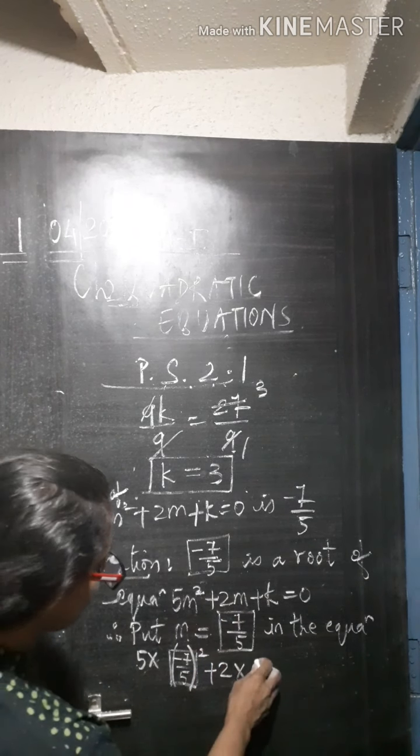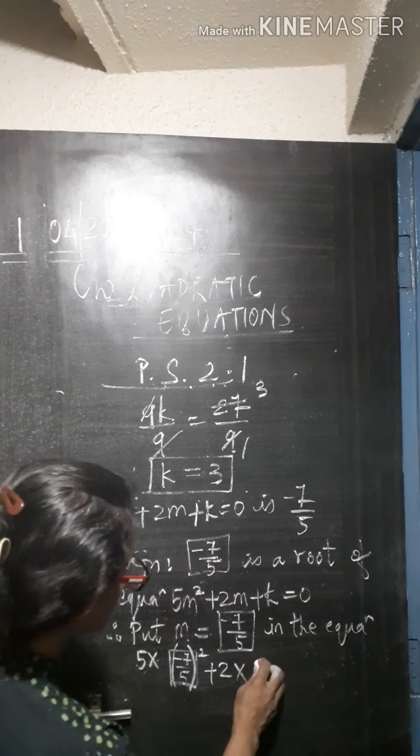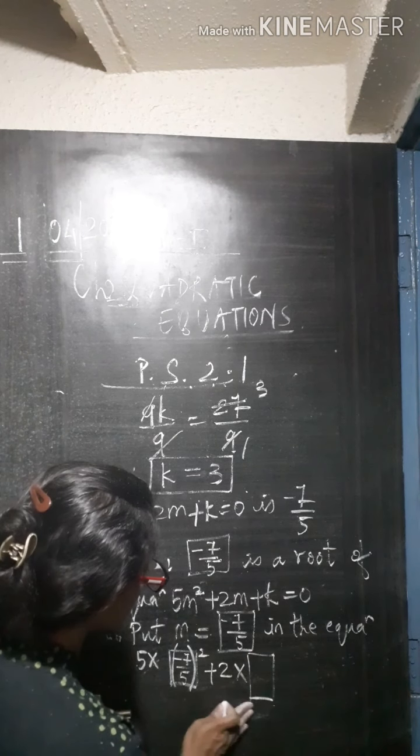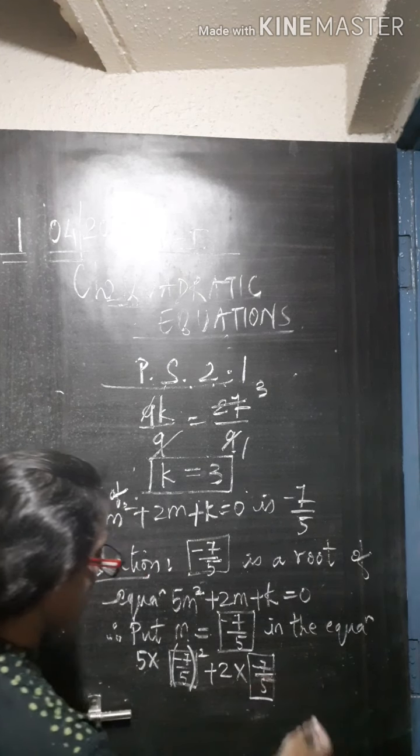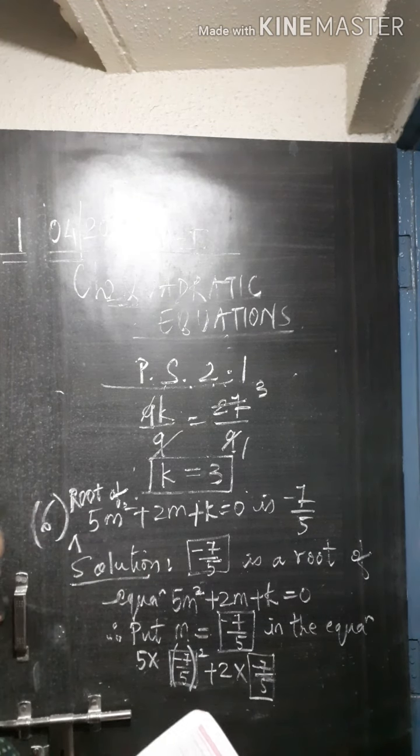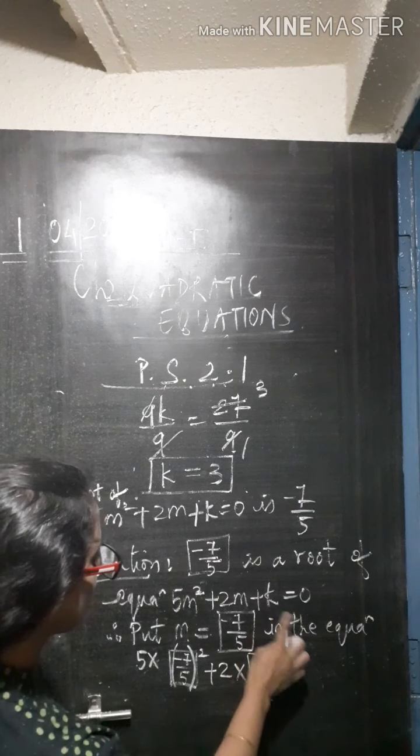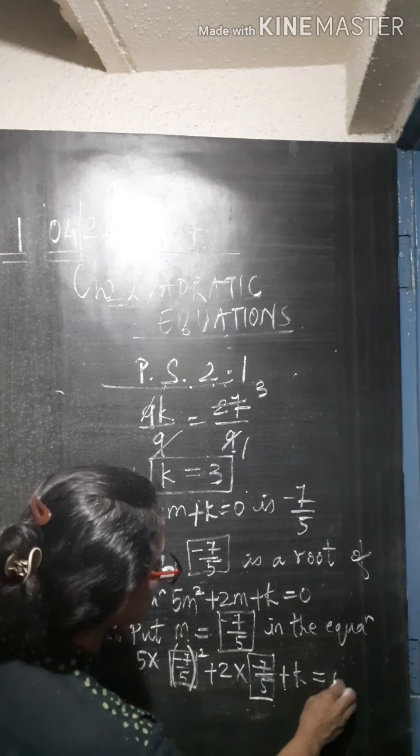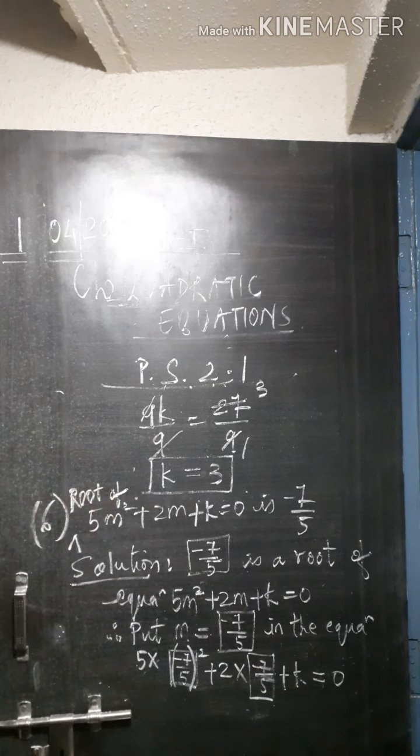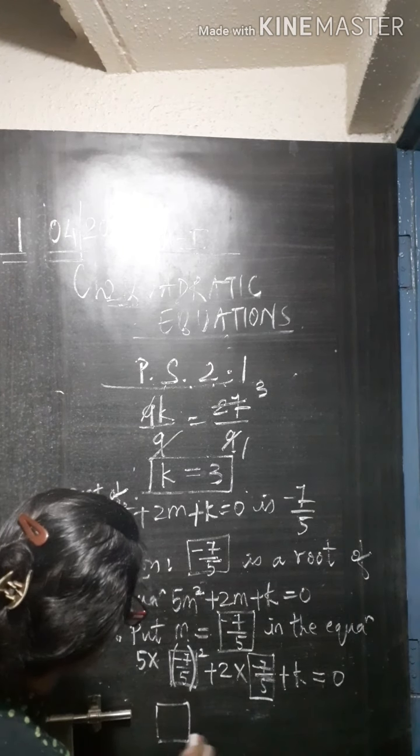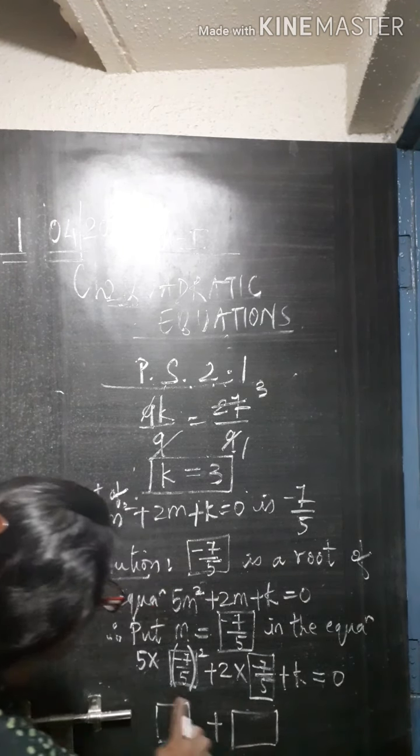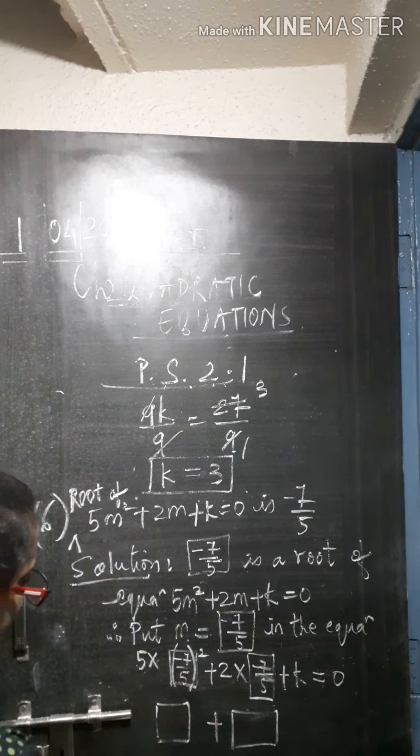Plus 2 multiplied by m. What is this m? Again a box is given. So in the box what will I write down? Minus 7 upon 5. I will write down 2 multiplied by that. Plus, what is the remaining one? The last term, plus k is equal to 0, is given. Now opening the bracket, what will I get? We have put again a box plus box. That means by opening the bracket, what is the solution I will get?